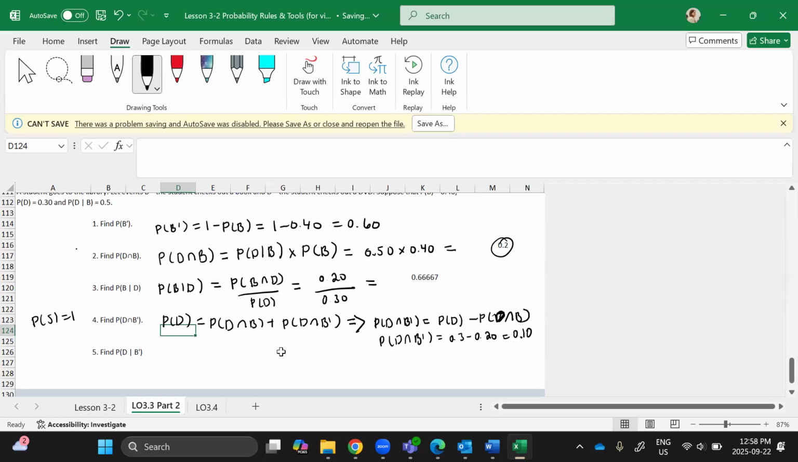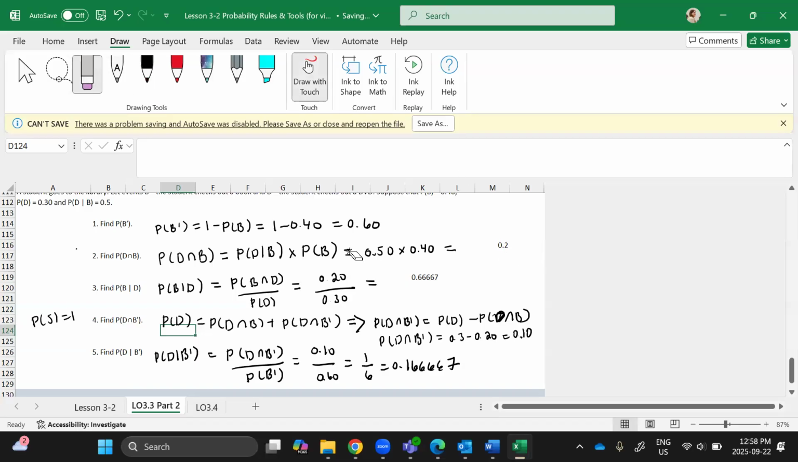Once we have that answer, then it's a lot easier to get the final answer for probability of DVD given no book. That's just probability of DVD and no book, which we just calculated, divided by the probability of no book, which was our first answer. So 10% divided by 60%, which would come out to 1 in 6, or 0.166667. So those are all of the answers for the library question.